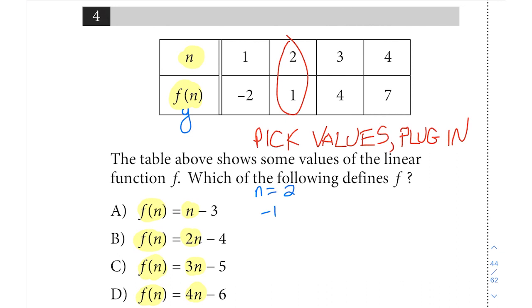2 minus 3 for a, that would come out to be -1. And that's not it. We're looking for something that gives us 1 as our result. 2 times 2 is 4, minus 4 would be 0. That's not it. 3 times 2 would be 6, minus 5. That does give us a value of 1. Looks like it might be C, but let's just test it out for the last one just in case. And I plug in a 2 for n. I get 4 times 2, which is 8, minus 6, that's 2. That's not it. So I can confirm it is, in fact, answer choice C for question 4.